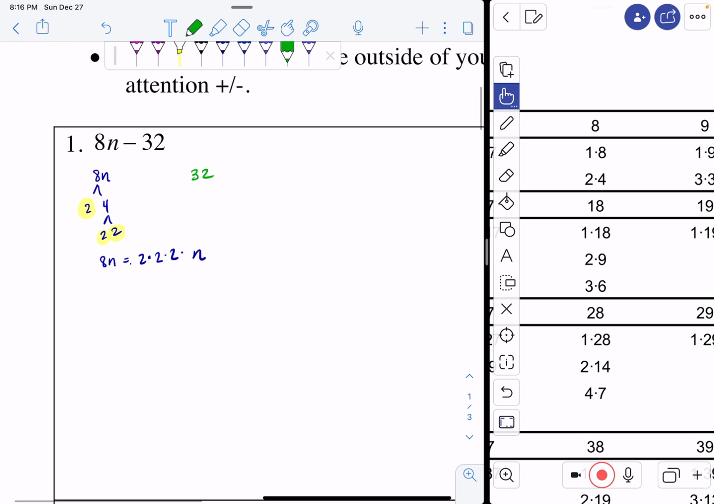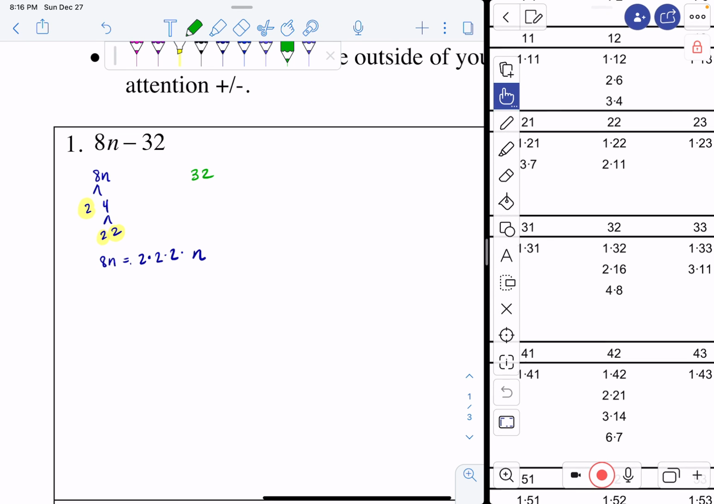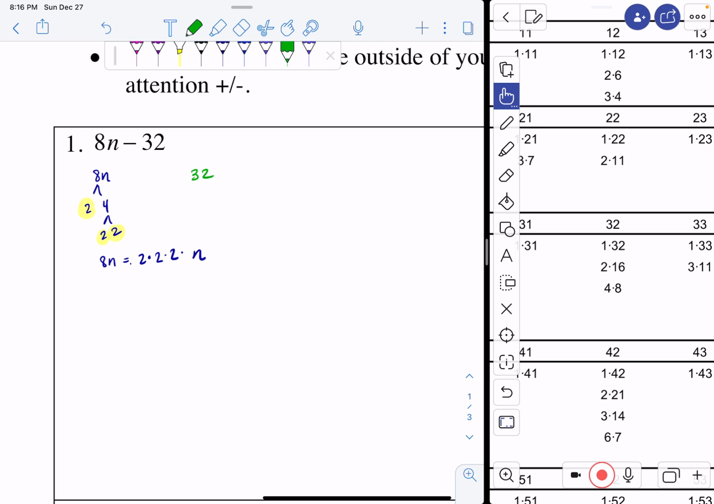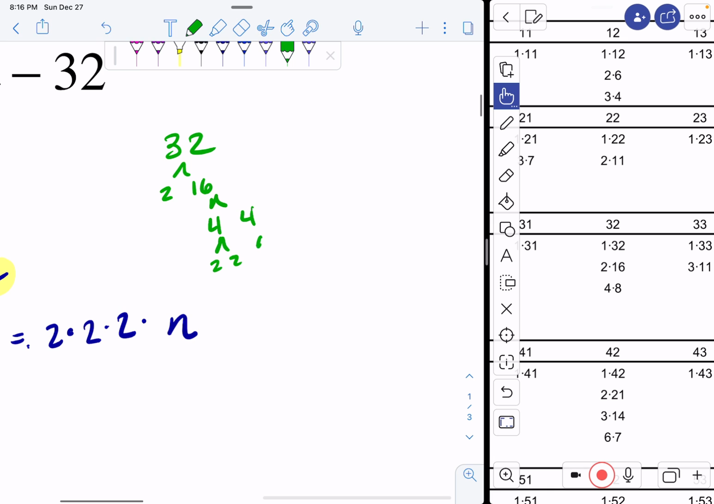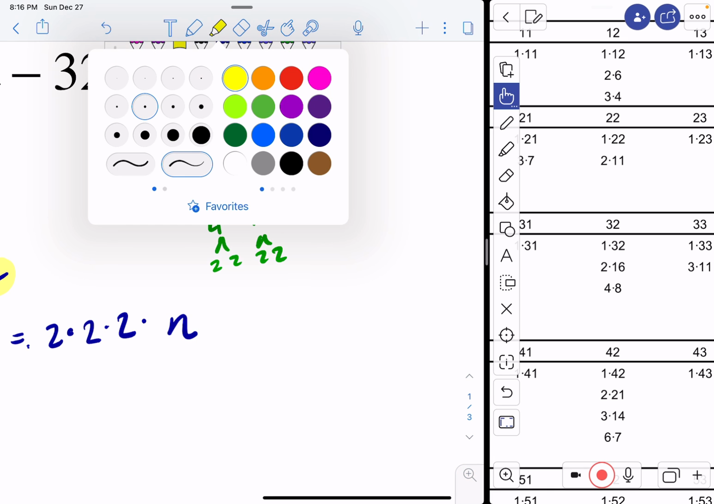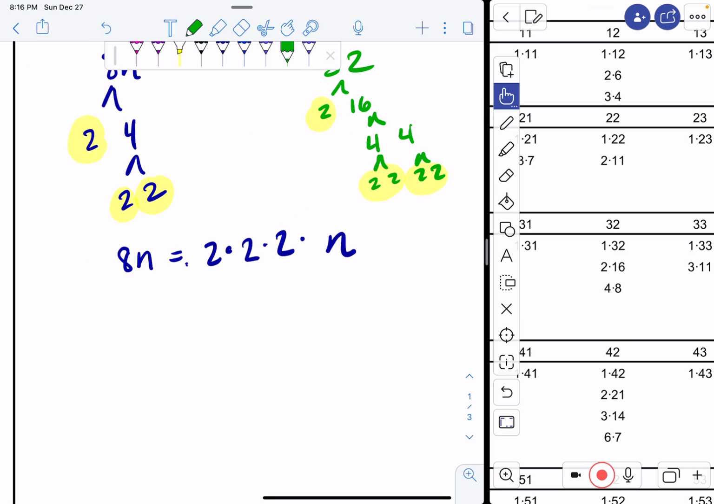Now I need to break apart 32. 32 has a bunch of different combinations. So you can do 2 and 16 or 4 and 8. I'll do 2 and 16. I can break apart my 16 to be 4 and 4. I can break apart 4 to be 2 and 2. Highlight those primes. So I can say 32 is 5 2s. 1, 2, 3, 4, 5.